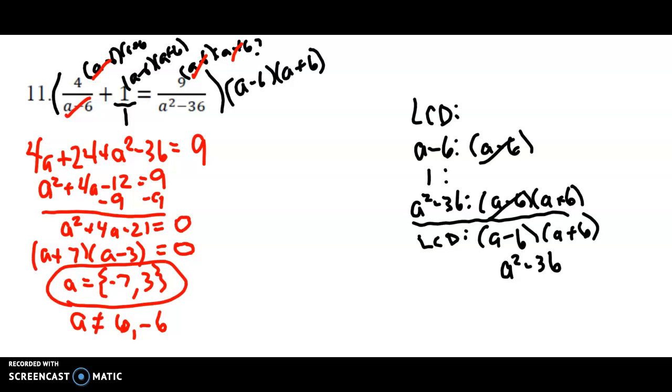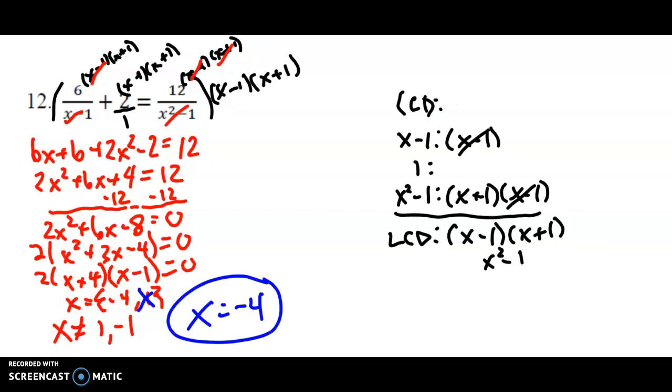Go ahead and pause the video one more time, and I would like you to do number 12 all the way through. Find the LCD, multiply each part by that LCD, and solve the equation and check for excluded values. Let's see how you did. Okay, here's the answer. Feel free to pause this at any time to check your work. First thing to make sure that you have here is the LCD being x minus 1 and x plus 1, which is equivalent to x squared minus 1. Again, I'm getting that from here.